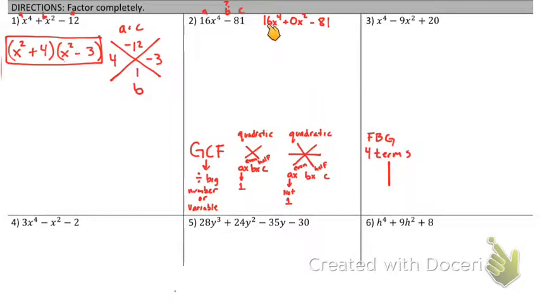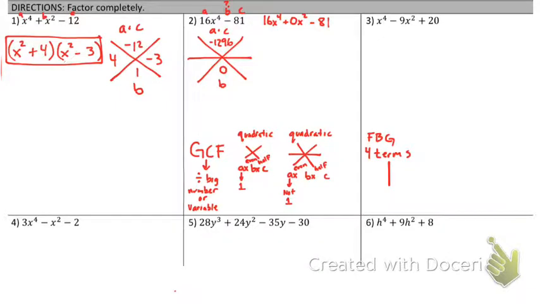Because we have A, B, C, but our A value is not 1. So this is the snowflake method. So let's do the snowflake. We're going to go A times C on top. So 16 times negative 81, that's negative 1296, I believe. Let me confirm that. I'm doing it in my head. 81 times 16. Yep, 1296. And then our B value is going to be 0. We had to write that in.